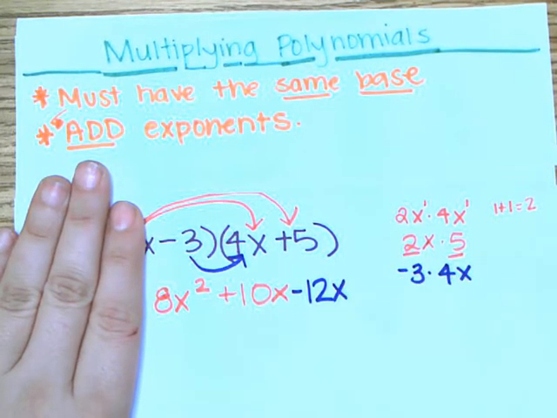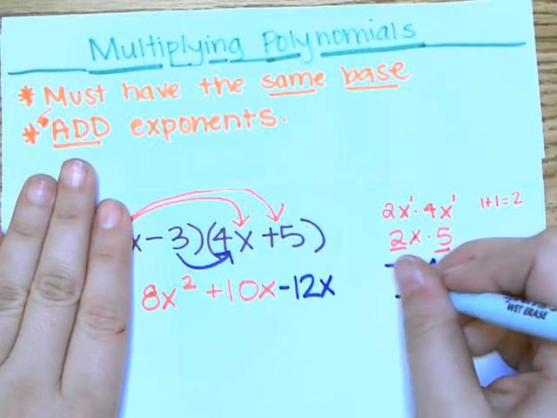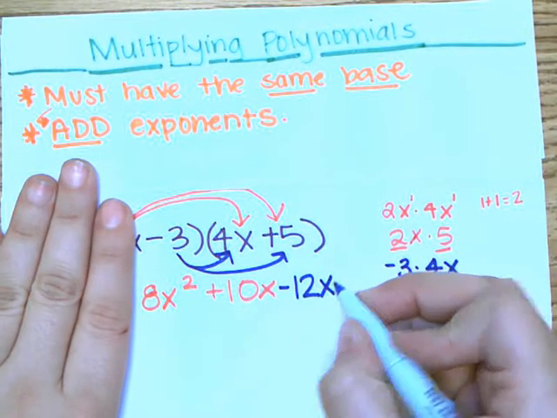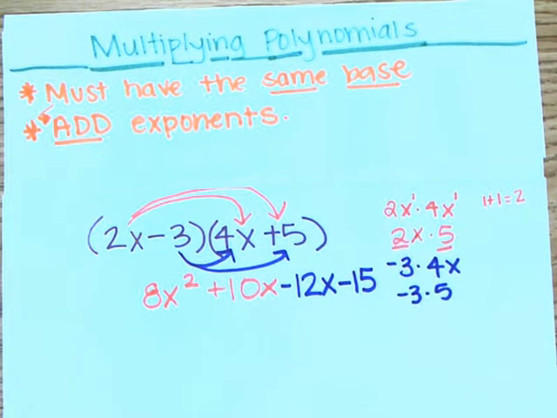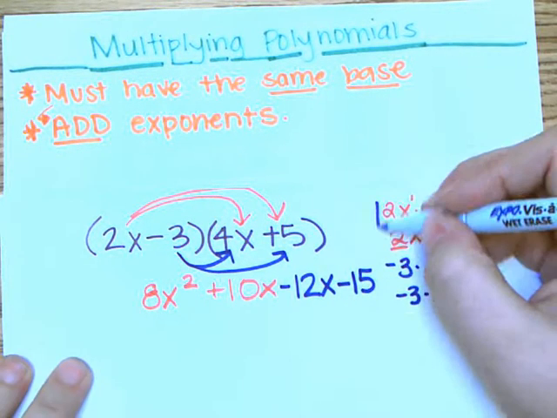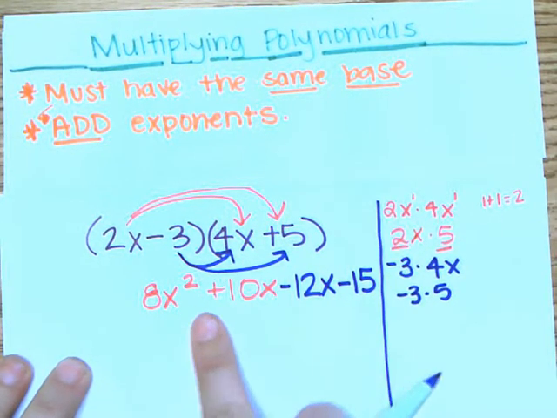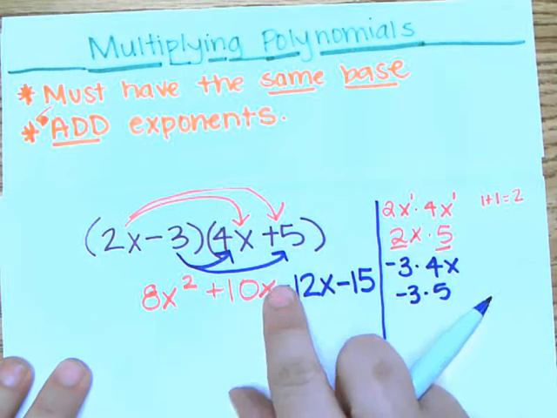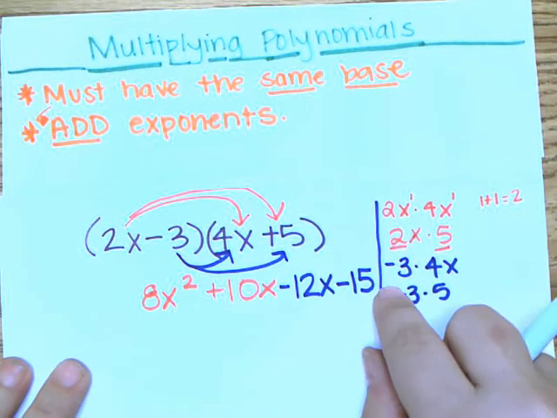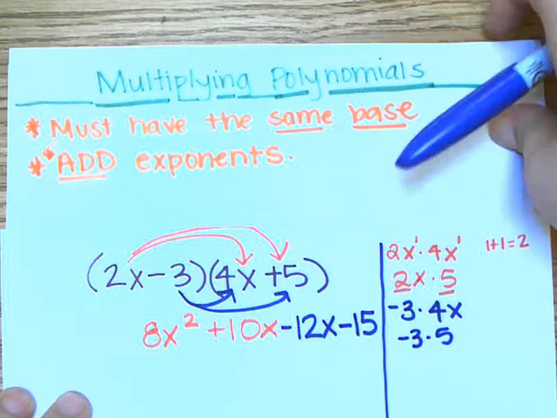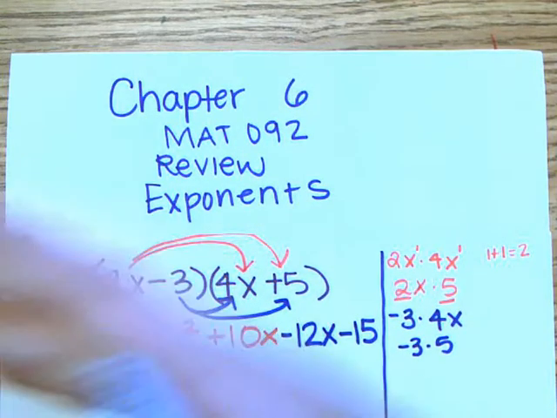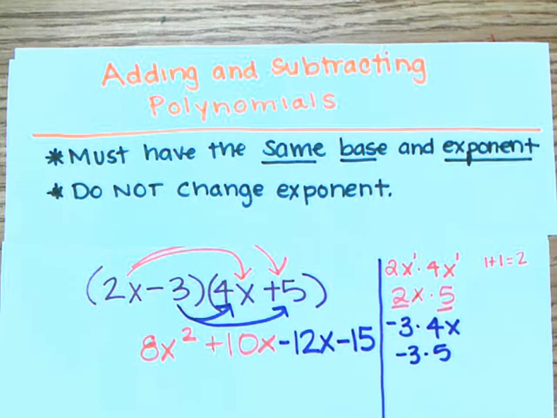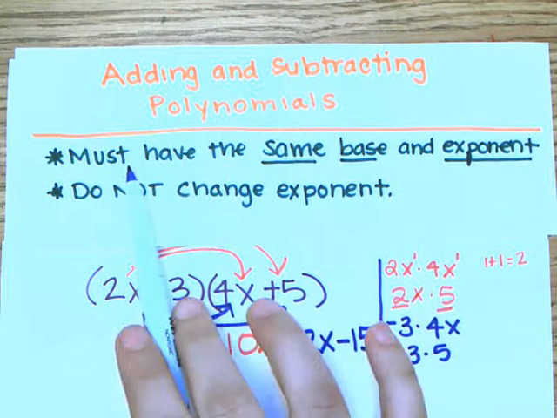Okay, then I need to distribute the negative 3, so negative 3 times 4x, so negative 3 times 4 is negative 12, and then there's only an x there. And then we have negative 3 times 5, which is negative 15. Okay, now when I look at what we have left, this says 8x squared plus 10x minus 12x minus 15.